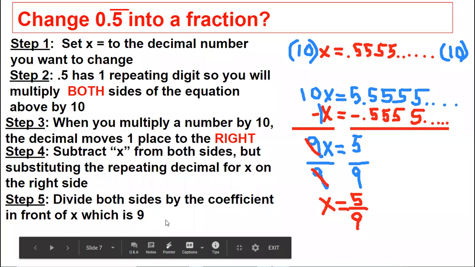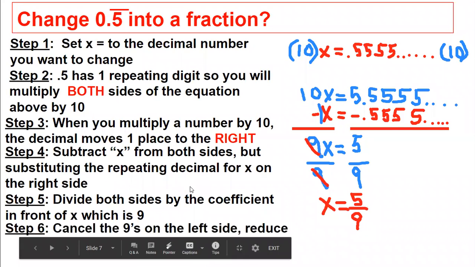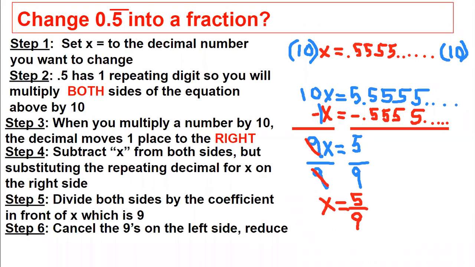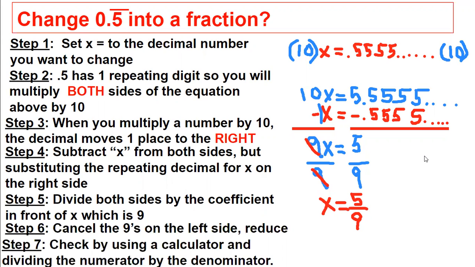So step 6, cancel the 9s on the left. We did that. Cancel the 9s on the left side and reduce. Well, there's nothing to reduce. 5 9ths is as low as it goes. And then step 7 is to check with a calculator.